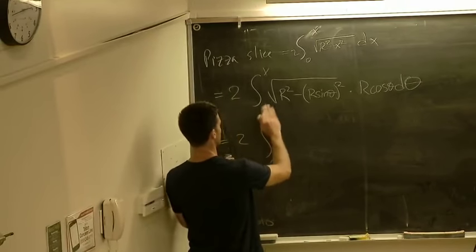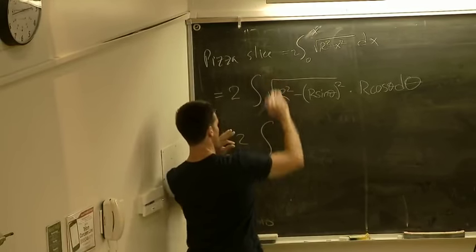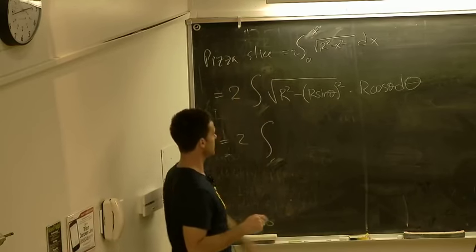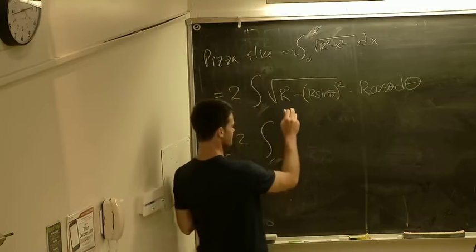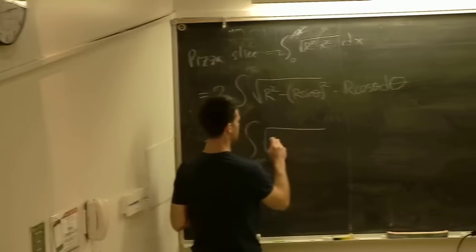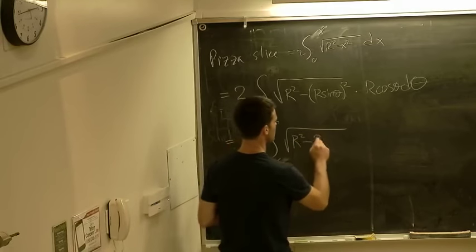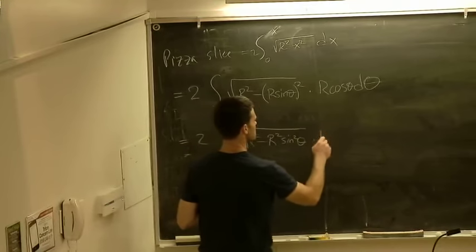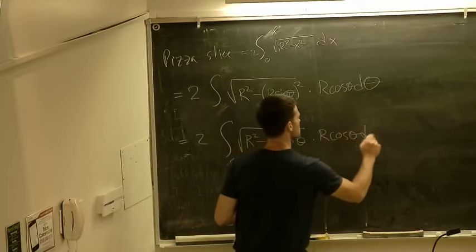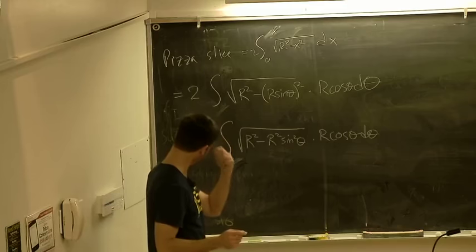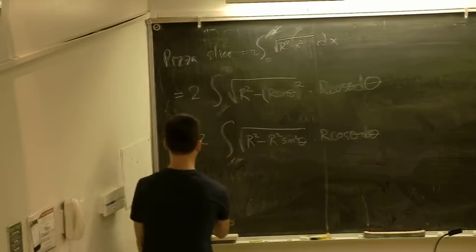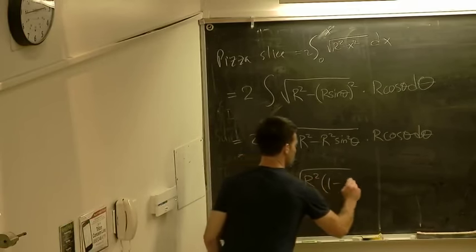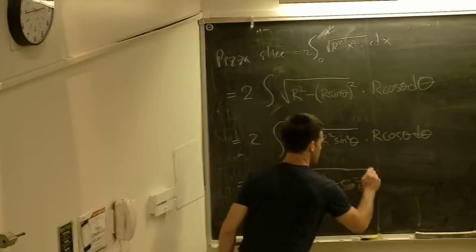Oh, wait, let me change these limits. I should not leave the limits in terms of x. I'll compute the limits at the end. So inside the square root sign, I get r squared minus r squared sine squared theta. Okay, here, I'll just finish this. So this is the integral. If we factor out the r squared from both terms, I get 1 minus sine squared theta.